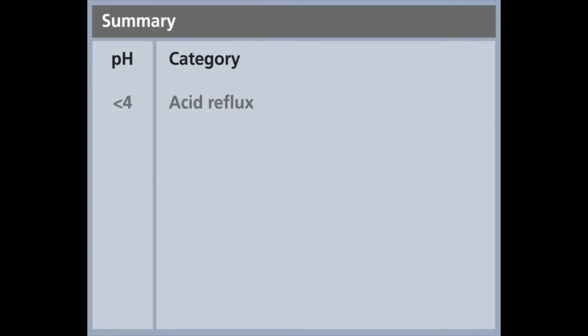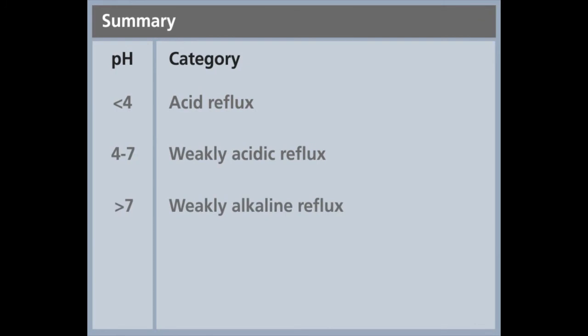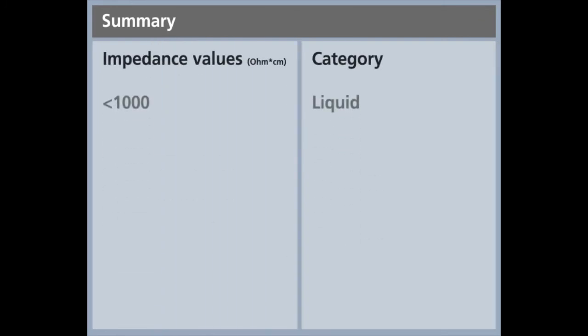A reflux with a pH below 4 is called an acid reflux. Between 4 and 7, a weakly acidic reflux, and above 7, a weakly alkaline reflux. An impedance value below 1000 is liquid. Between 1000 and 3000, it is a baseline value, and above 5000 is air. These are estimations.